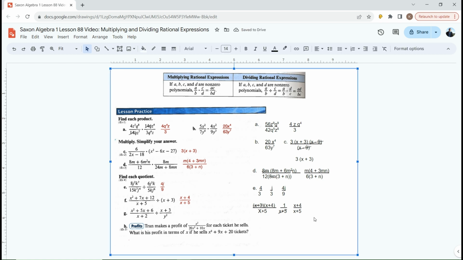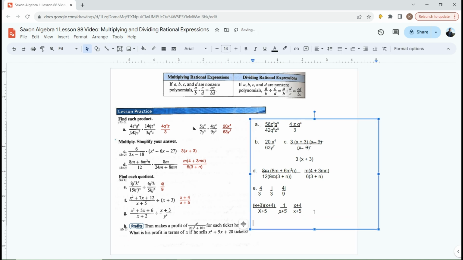All right, one more easy one, and then a word problem. Letter G. So in this one, once again, I am going to factor on top right away. What are the factors of 6 that equal 5? This is going to be x plus 3 times x plus 2 on top.